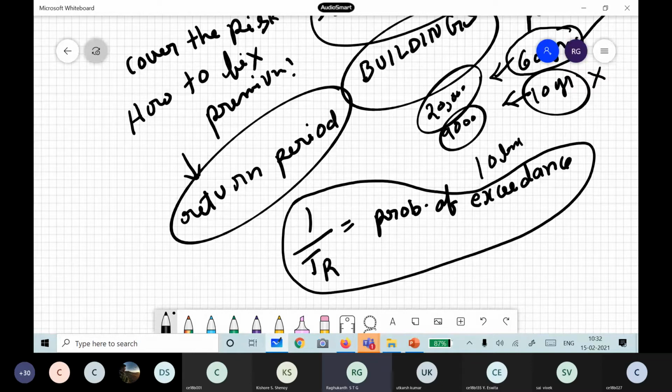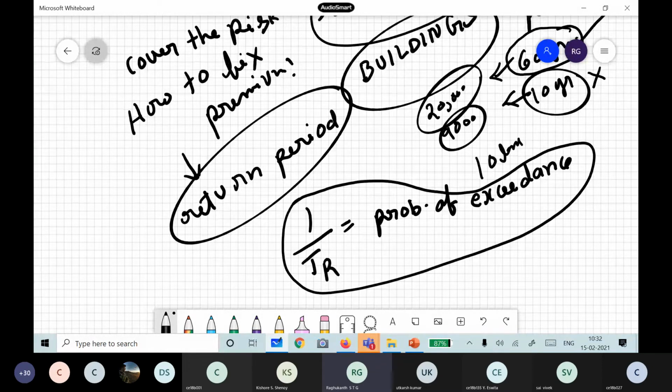Now in our IS codes, for the dead load or even the imposed loads, in IS 456 and IS 800 also, they don't specify the concept of return period at all. So it becomes very difficult to insure these types of buildings.